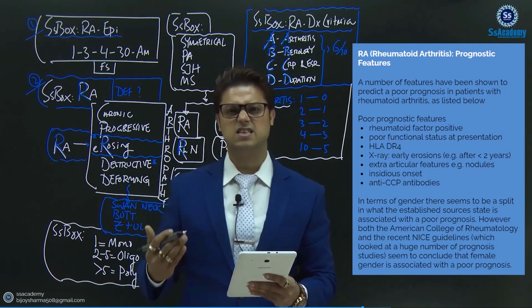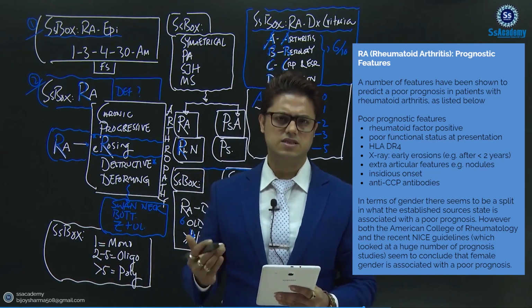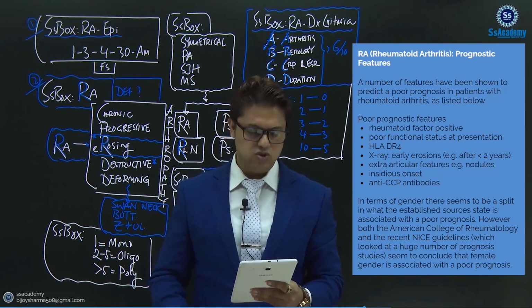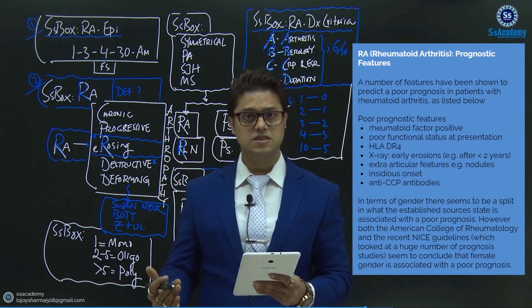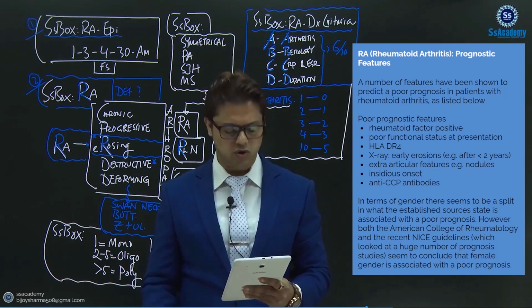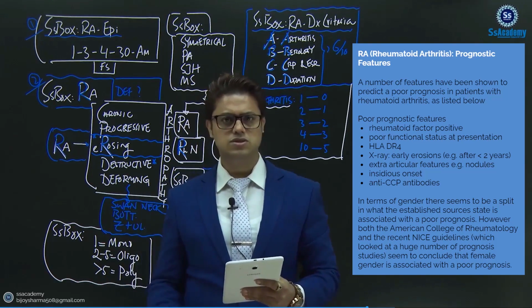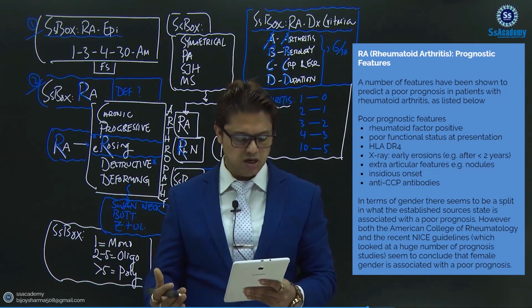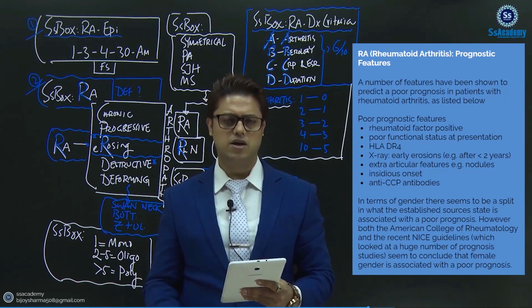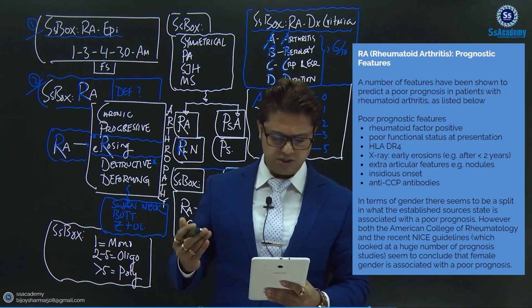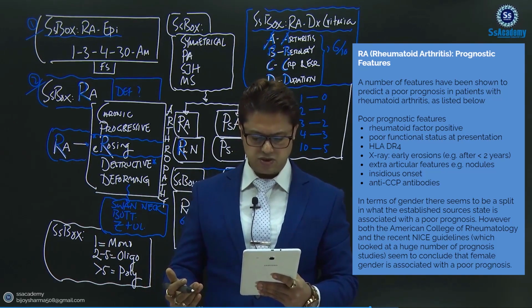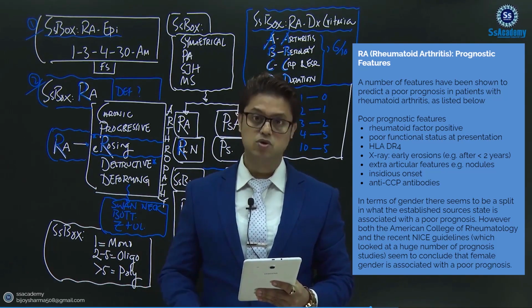2 years, if there are early radiological changes, so this is really a poor prognosis. So definitely circle the erosion or erosions, my dear. Extra-articular features, circle the nodules, means the rheumatoid nodules, and insidious onset, circle the word insidious, and anti-CCP antibodies, circle the anti-CCP antibodies. In terms of gender, this seems to be split in what established sources state is associated with the poor prognosis.